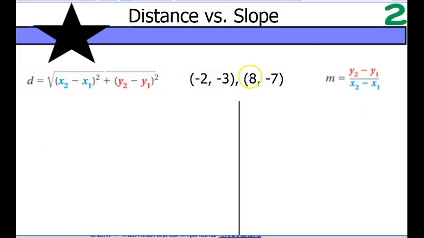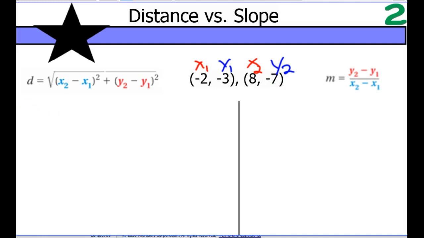Next one, we just are given 2 points. So the first thing we need to do is we need to label them x1 and x2 and y1 and y2. Well, this first one we know is x, just like this 8 would be x. So the first x we have is x1, the second x we have is x2. Then we have a y and a y. The first y we have is y1, the second y we have is y2. So now we have an x1, an x2, a y1, and a y2.